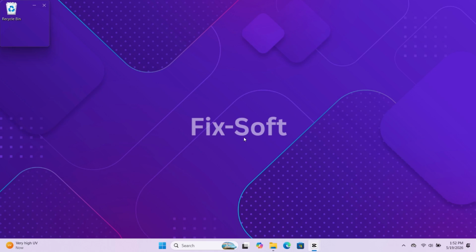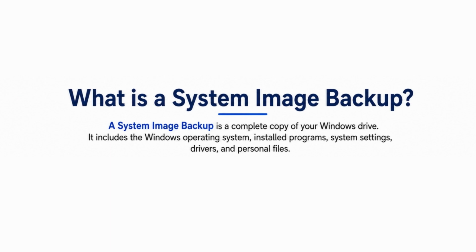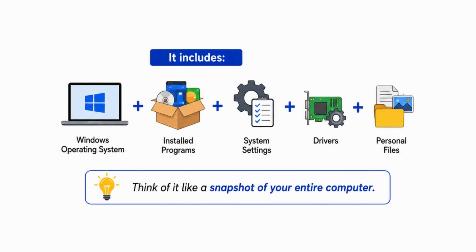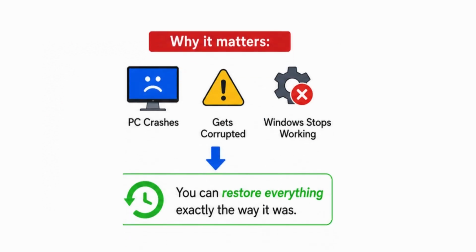Today, I'm going to show you how to create a full system image backup in Windows 11. A system image backup is one of the best ways to protect your computer because it creates a complete backup of your Windows installation. It includes the Windows operating system, installed programs, system settings, drivers, and personal files. Think of it like a snapshot of your entire computer. So if your PC crashes, gets corrupted, or Windows stops working, you can restore everything exactly the way it was.